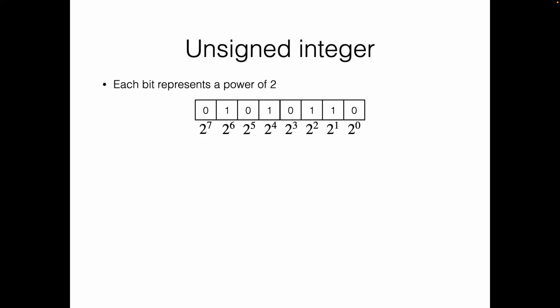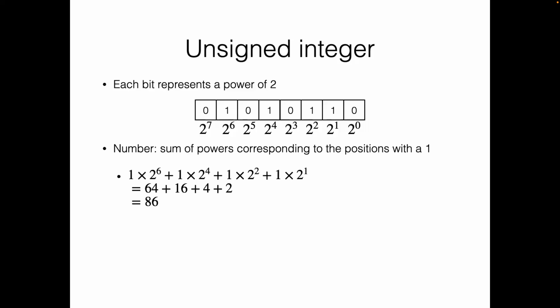So starting with the unsigned integers, here let's look at a byte. Here, each position will represent a power of 2. So this first position will represent 2 to the 0. The second will represent 2 to the 1, and so on up to 2 to the 7th in this case. And then the value of the number that this represents will be the sum of the powers corresponding to the positions with a 1. So basically ignore this position, and take the sum of the ones with 1.